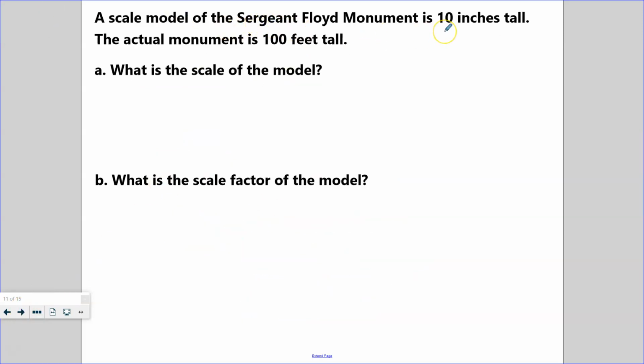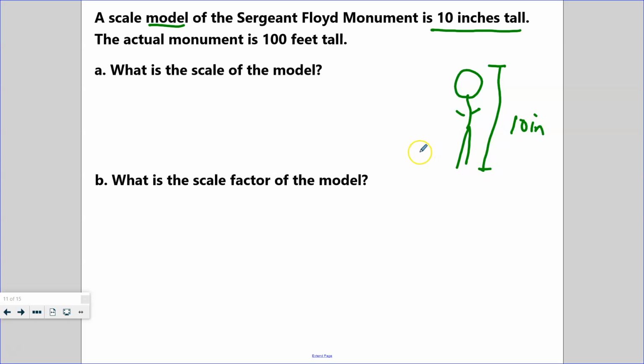So a scale model of the Sargent Flood Monument is 10 inches tall, so that we know it's a model. Right, so we have this person. This model is 10 inches tall. Okay, so what is the scale of the model? It says the actual is that. So we have the model divided by the actual. And that will give us our scale model.